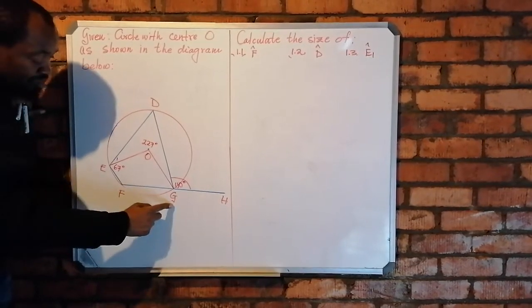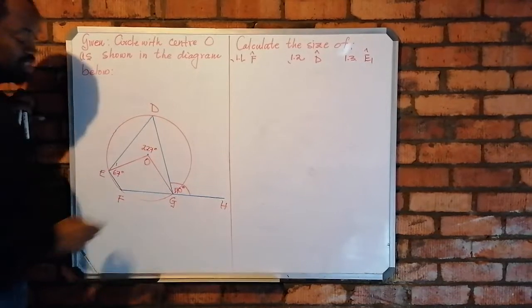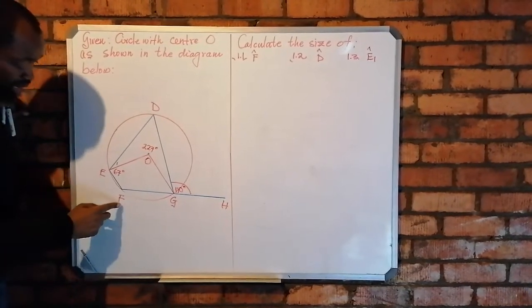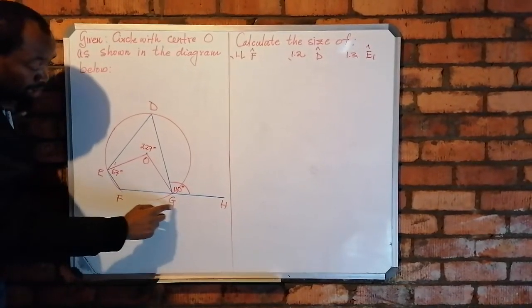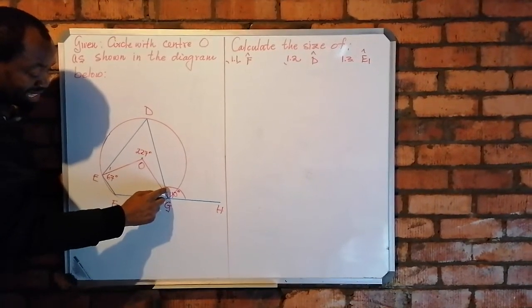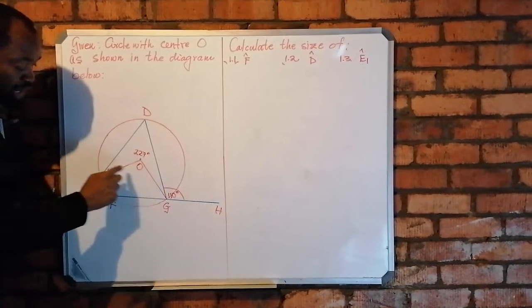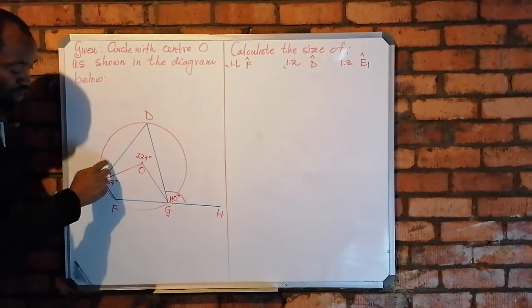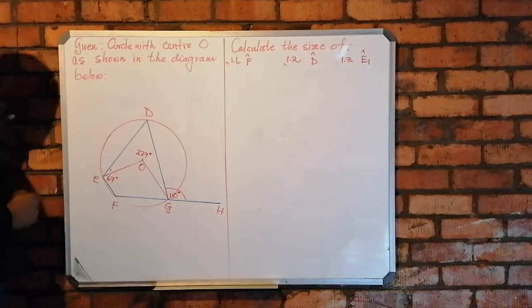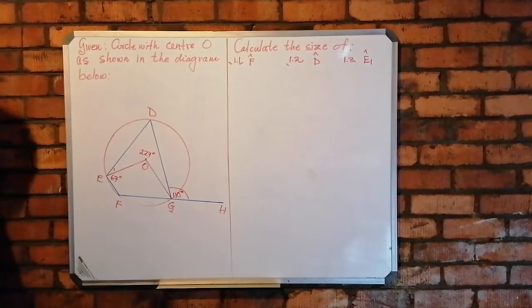Look at FG being produced to H. Now, if you have FG being produced to H, you end up with the exterior angle, which is equal to the interior opposite angle of a cyclic quad. Now, that is very important.